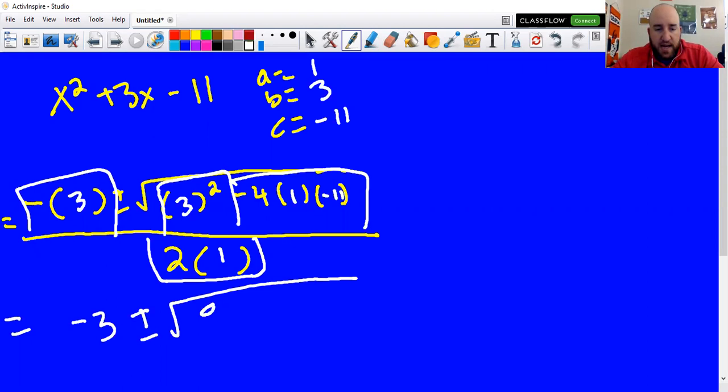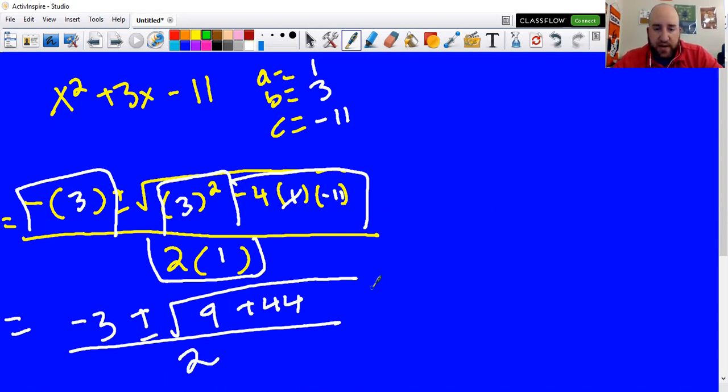3 squared is 9. Negative 4 times 1 times negative 11. Again, when you have that 1, you don't even really got to worry about multiplying it. So negative 4 times negative 11 is positive 44 over 2 times 1, which is 2. Change to this green now because it shows up pretty good. Okay. So now, again, I got to look at my square root. I got to add 9 and 44.